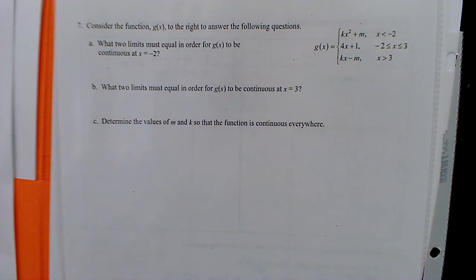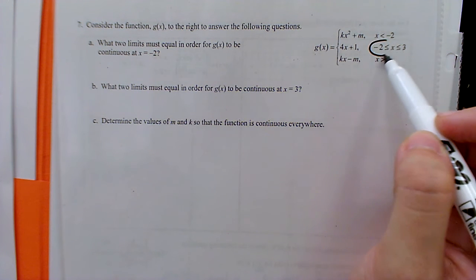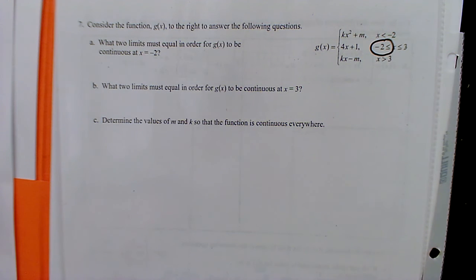Okay, consider the function g of x to the right. What two limits must equal in order for your graph to be continuous at -2? Okay, if you take a look at the piecewise function, we already know the point exists at -2 because we have that bar there in the second domain. So we already know the point exists. Now we have to make sure that the overall limit exists.